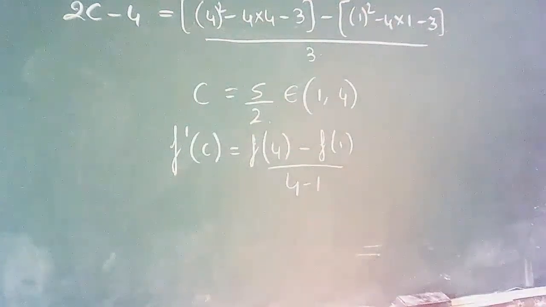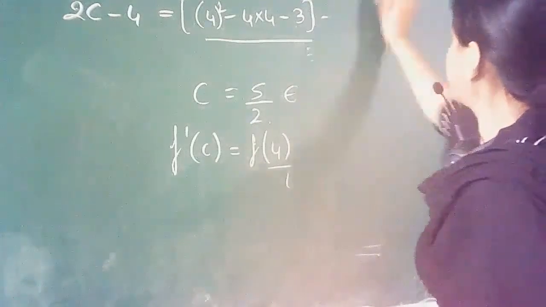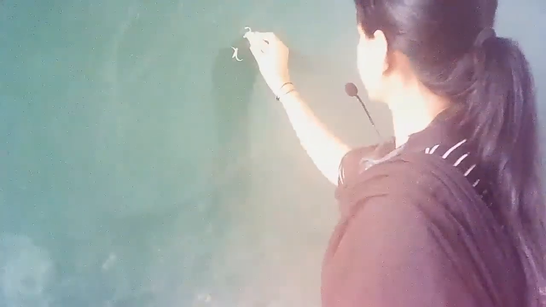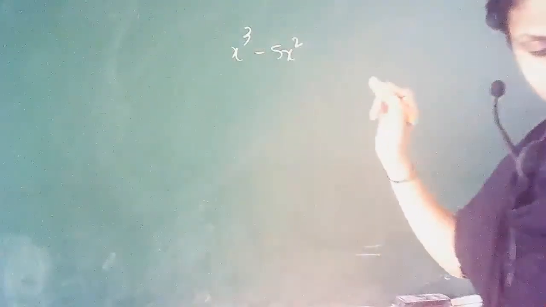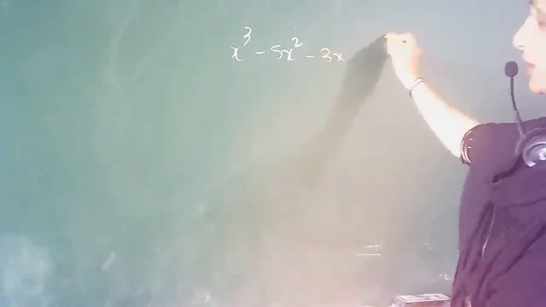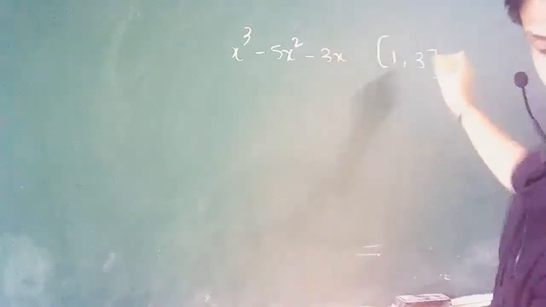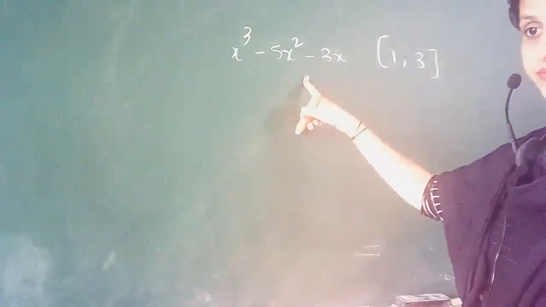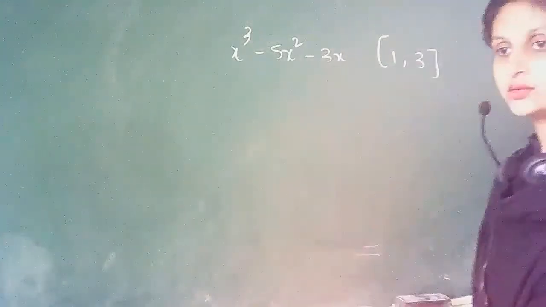Can you tell me the answer right now? I'll give you 10 minutes. Start doing the fifth one. So the fifth cubic polynomial is given, and similar steps you have to follow. It is x cube minus 5 square minus 3x in the interval 1, 3. So this is the function and this is the interval 1, 3.